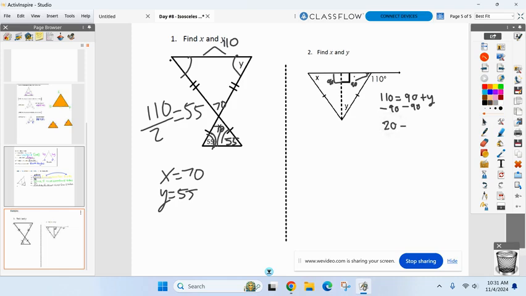That's 20, right? Yeah. I think X is 70 because 180 minus 110. Wait, no, because it's supplementary, so I think it's 180 minus 110. I think.